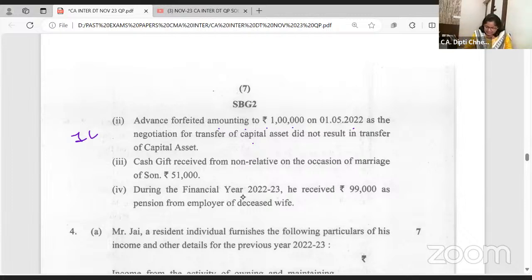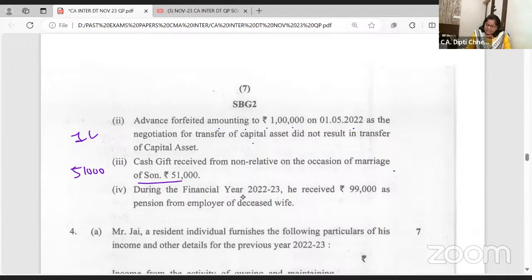Cash gift is received from a non-relative on the occasion of marriage. On occasion of marriage, exempt. But on occasion of marriage of son, it is taxable. If son is receiving cash gift on the occasion of his marriage, then it's not taxable. Here we have received on the occasion of marriage of son. This was asked earlier in one exam where employer gives to employee some gift on the wedding of the daughter. But given to employee, taxable. 51,000 is taxable.